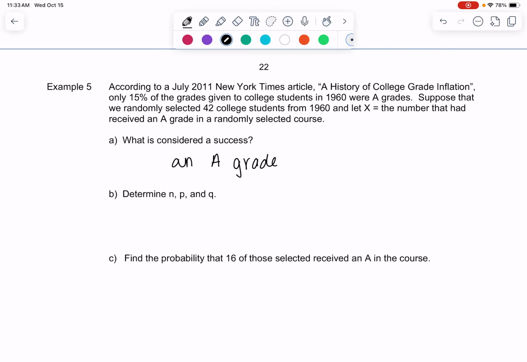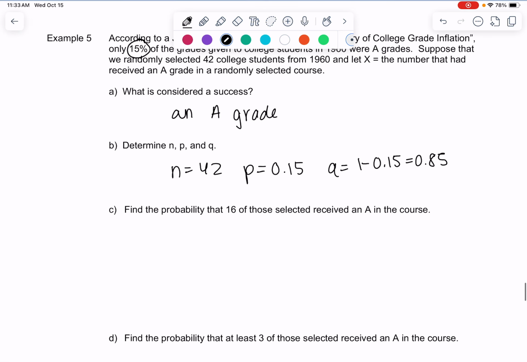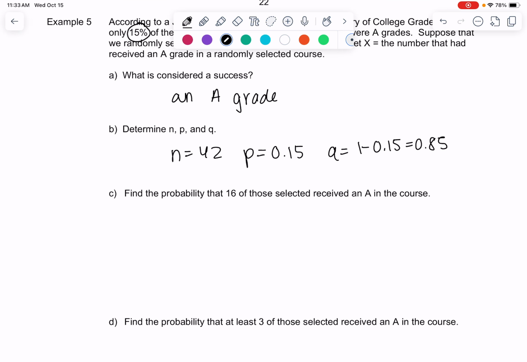So my N will be 42 for 42 trials. My P is the probability of an A, which was given at 15% or 0.15. And then Q is just all the other grades, so it's 1 minus 0.15 or 0.85. As soon as we identify these two things, it helps us organize our binomial a lot. So even if these questions A and B are not asked, I think it's really important to do on your own. So we want to find the probability that 16 of these students receive an A.